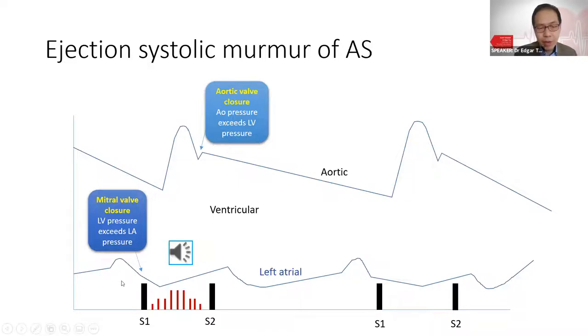So this is a very rough, coarse murmur that goes louder, reaches the peak, and then decelerates. So you get this up and down, very grainy, coarse-sounding murmur between the first and second heart sounds.